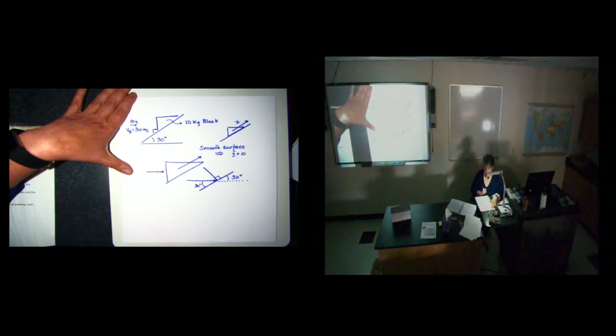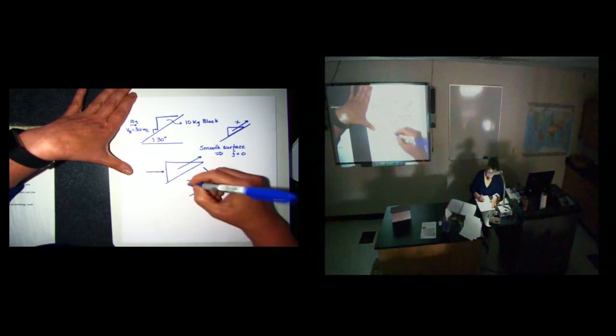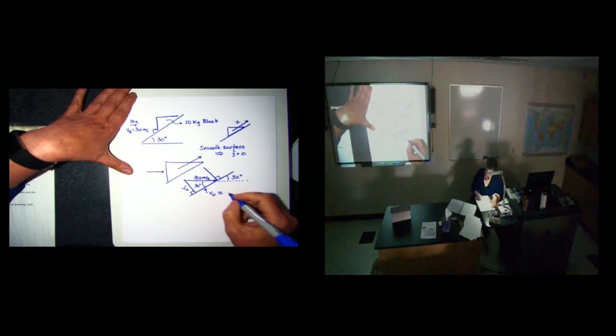So now I'm going to have the mass of the bullet, the velocity of the bullet parallel to the plane is going to equal, this is an inelastic collision, so I get the mass of the bullet plus the mass of the target, velocity along the plane.